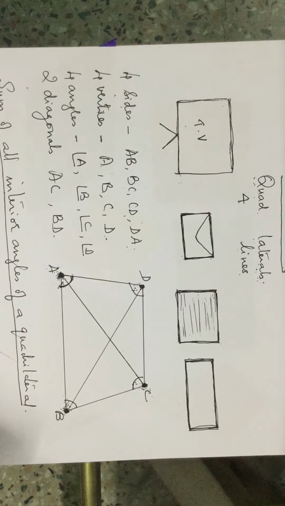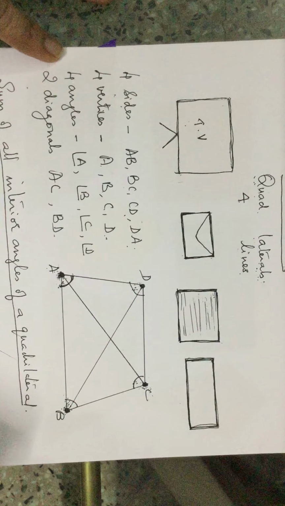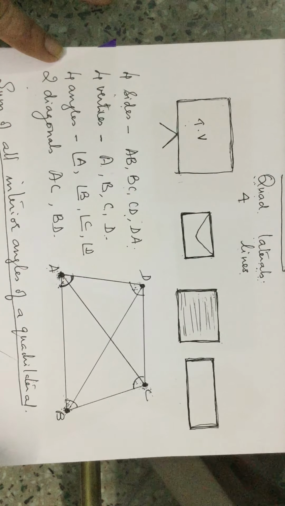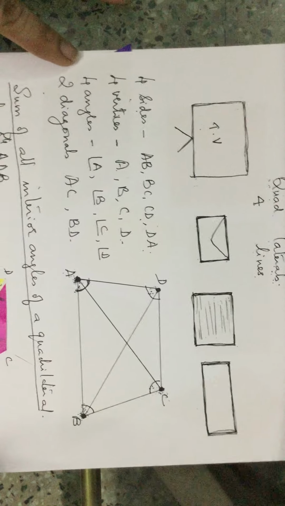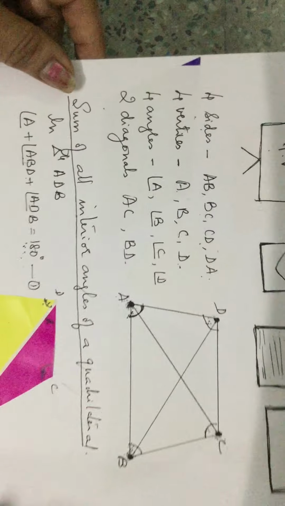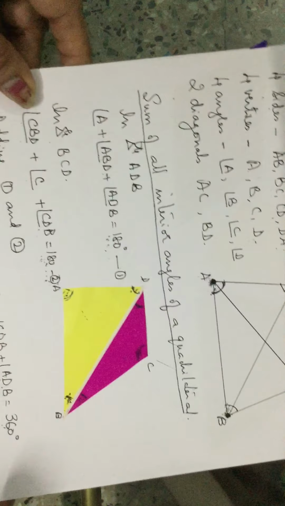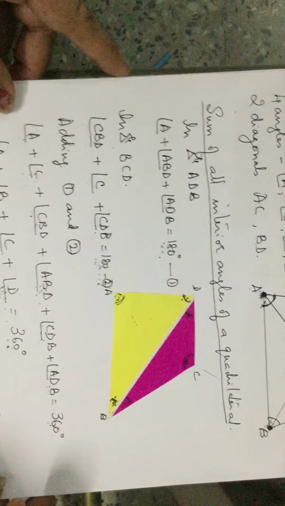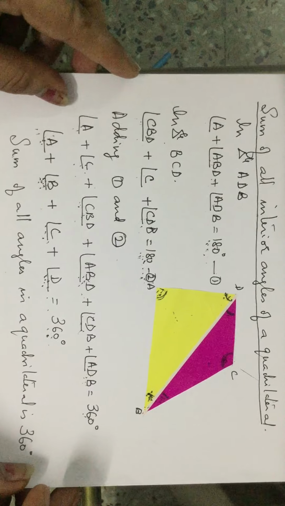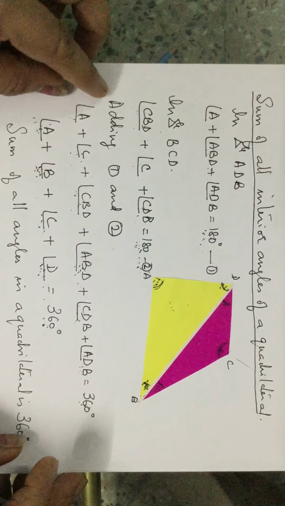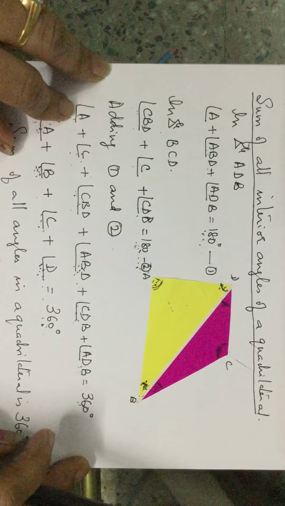Now let's move on to the next part, in which we are going to learn that the sum of all the angles in a quadrilateral is 360 degrees. Children, last year in the 8th standard, you learned that the sum of all the angles in a triangle is 180 degrees, isn't it? Now you're going to learn that the sum of all the angles in a quadrilateral is 360 degrees, and we are going to prove it.